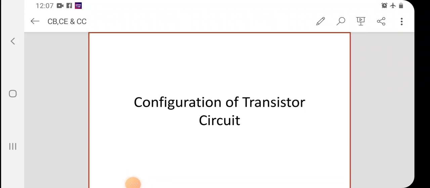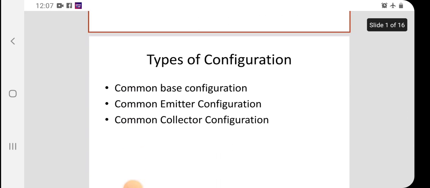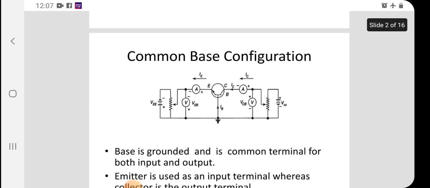Students, today's class will be discussing the configuration of transistor circuits. Next we shall see what the various types of configuration are. One is common base configuration, next is common emitter configuration, and the third one is common collector configuration. So here is the circuit for common base configuration.